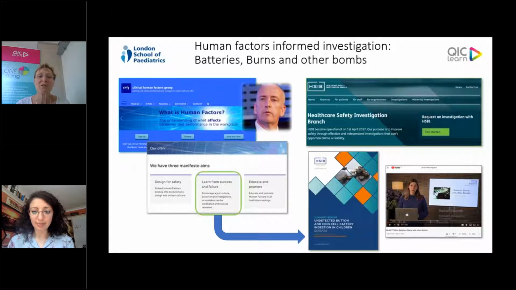So the sorts of skills which are at the moment quite difficult to find and come across in healthcare are invested in this organisation. And so in 2018, they produced one of their first reports, actually, which was about undetected battery and coin cell battery ingestion in children. So this is a really interesting report.